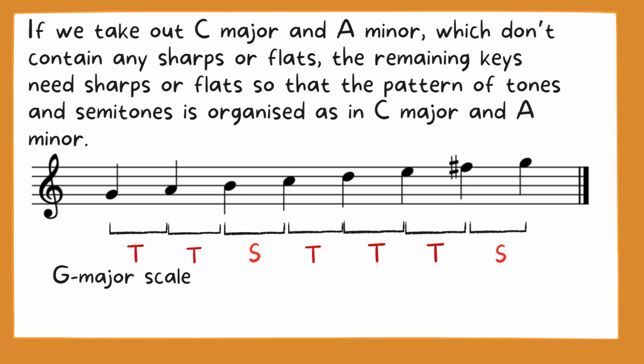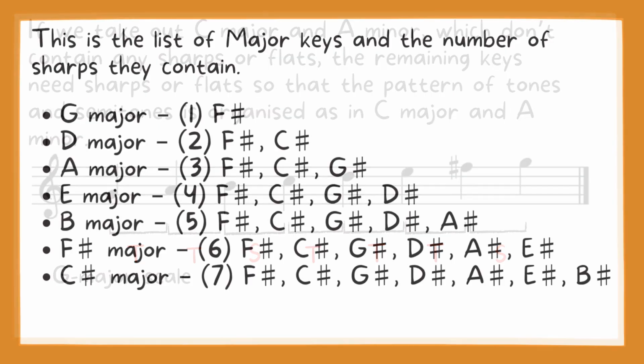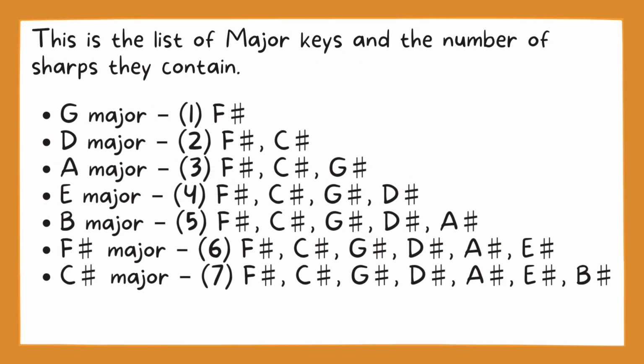At this point, we should remember that if we take out C major and A minor, which don't contain any sharps or flats, the remaining keys need sharps or flats, so that the pattern of tones and semitones is organized as in C major and A minor. Here's the pattern of tones and semitones for C major scale: tone, tone, semitone, tone, tone, tone, and semitone. This is the list of major keys and the number of sharps they contain. As you can see, it starts with G major, which has got only 1 sharp, and finishes with C sharp major, which contains 7 sharps.